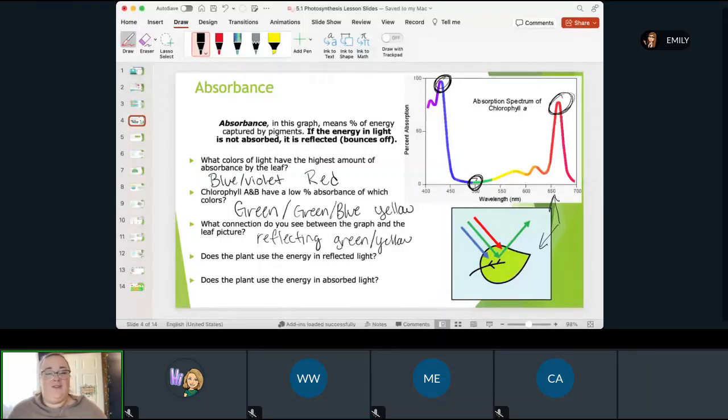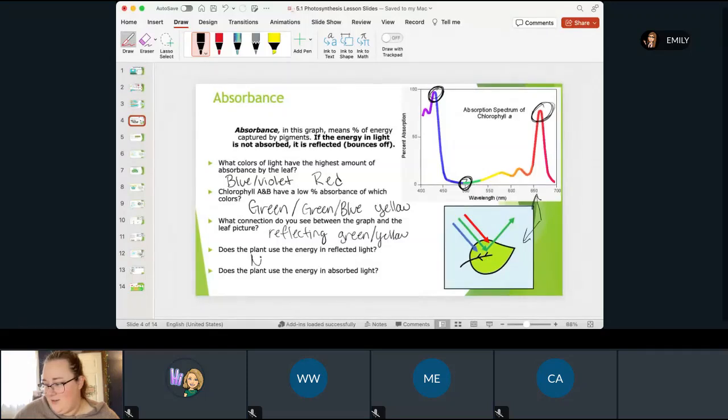question, and I kind of gave you a little bit of this answer earlier, so let's see who caught it. So we said that this leaf reflects green. Is it using the energy from the green light? If I'm reflecting green energy, am I using that energy? No, I'm not. Good. So it's not using that energy, okay? If I'm reflecting that energy, it's gone before I can even think about grabbing it.